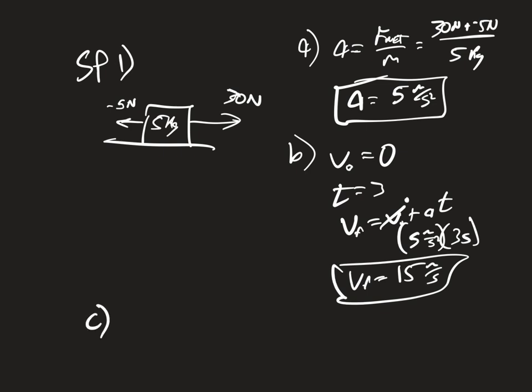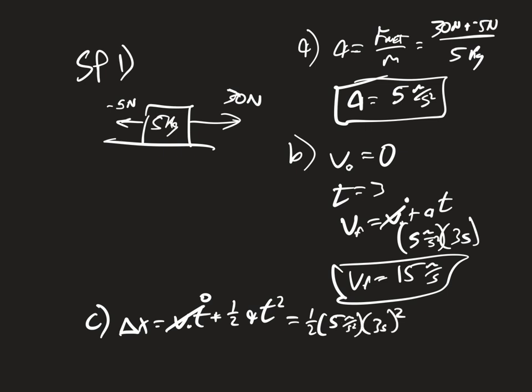Part C says, how far did it go? How far will it travel during those 3 seconds? So delta x equals V initial t plus 1/2 a t squared. V initial is 0. So we end up with 1/2 times a, which is 5 meters per second squared, times 3 seconds, quantity squared. 1/2 times 5 times 9 gives us 22.5 meters.